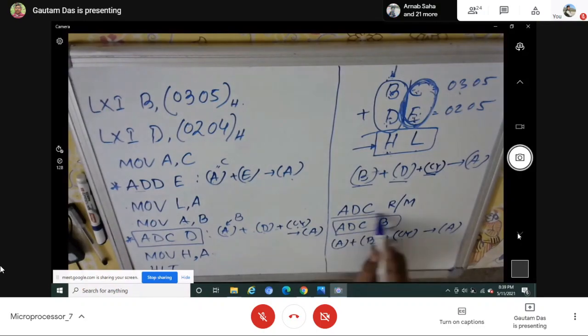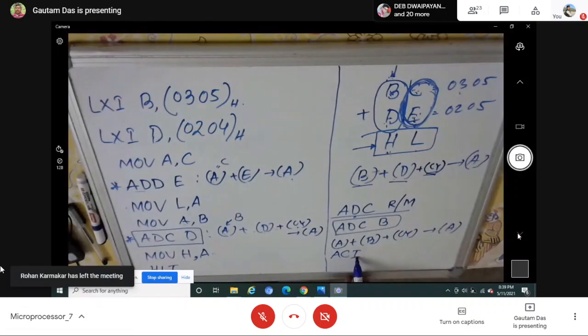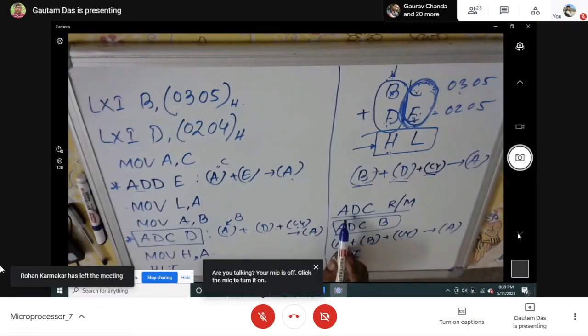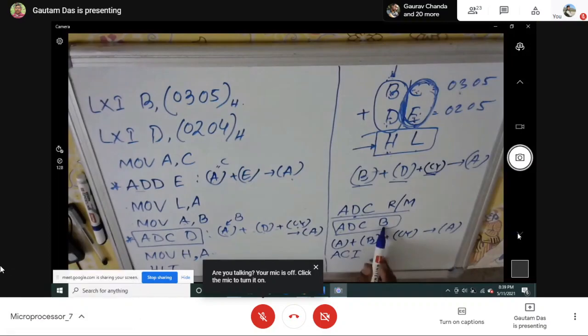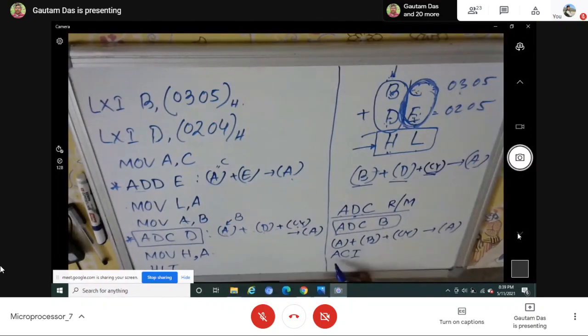And like ADC, there is an immediate instruction also for ADC. The instruction is ACI. It's an immediate instruction. Add with carry immediately, that is its meaning. The ADC is not an immediate instruction; it is adding with register content. The ACI means it is the immediate instruction of ADC. Add with carry immediately. What will be the operand? Can anybody suggest what will be the operand here?